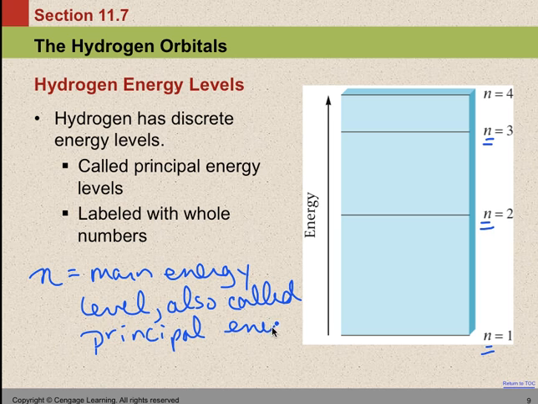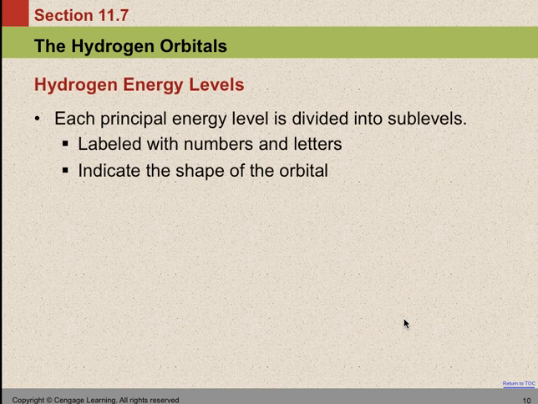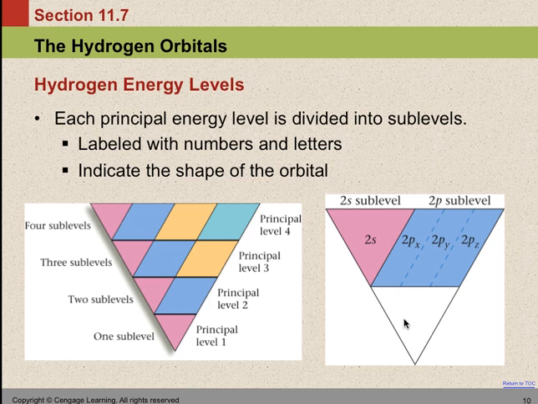Also called principal energy levels. Okay, we represent those with whole numbers. And even if an electron isn't in there, the energy level still exists. It's still an area about the nucleus where electrons might be found. Okay, each principal energy level is divided into sublevels. We label these with numbers and letters, and they indicate the shape of the orbital.